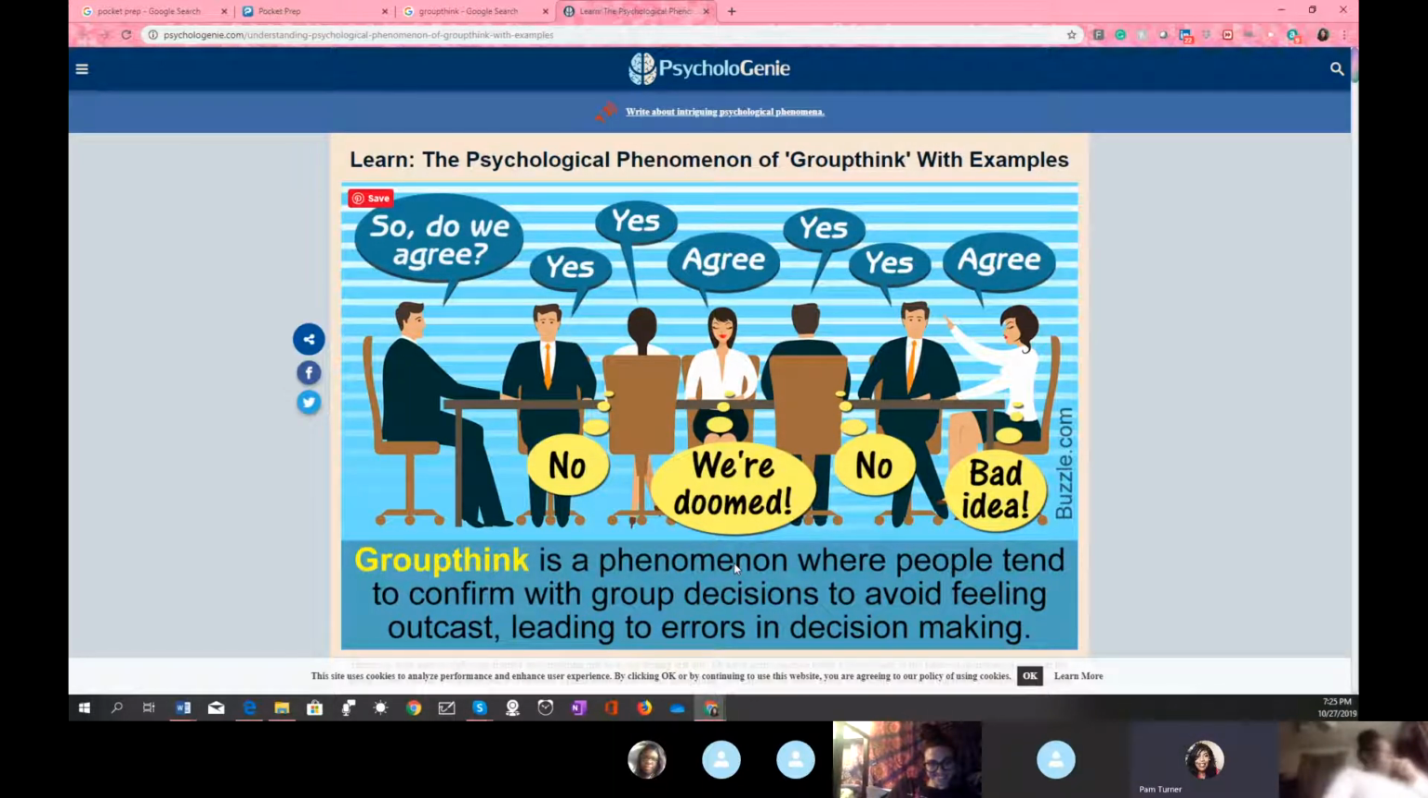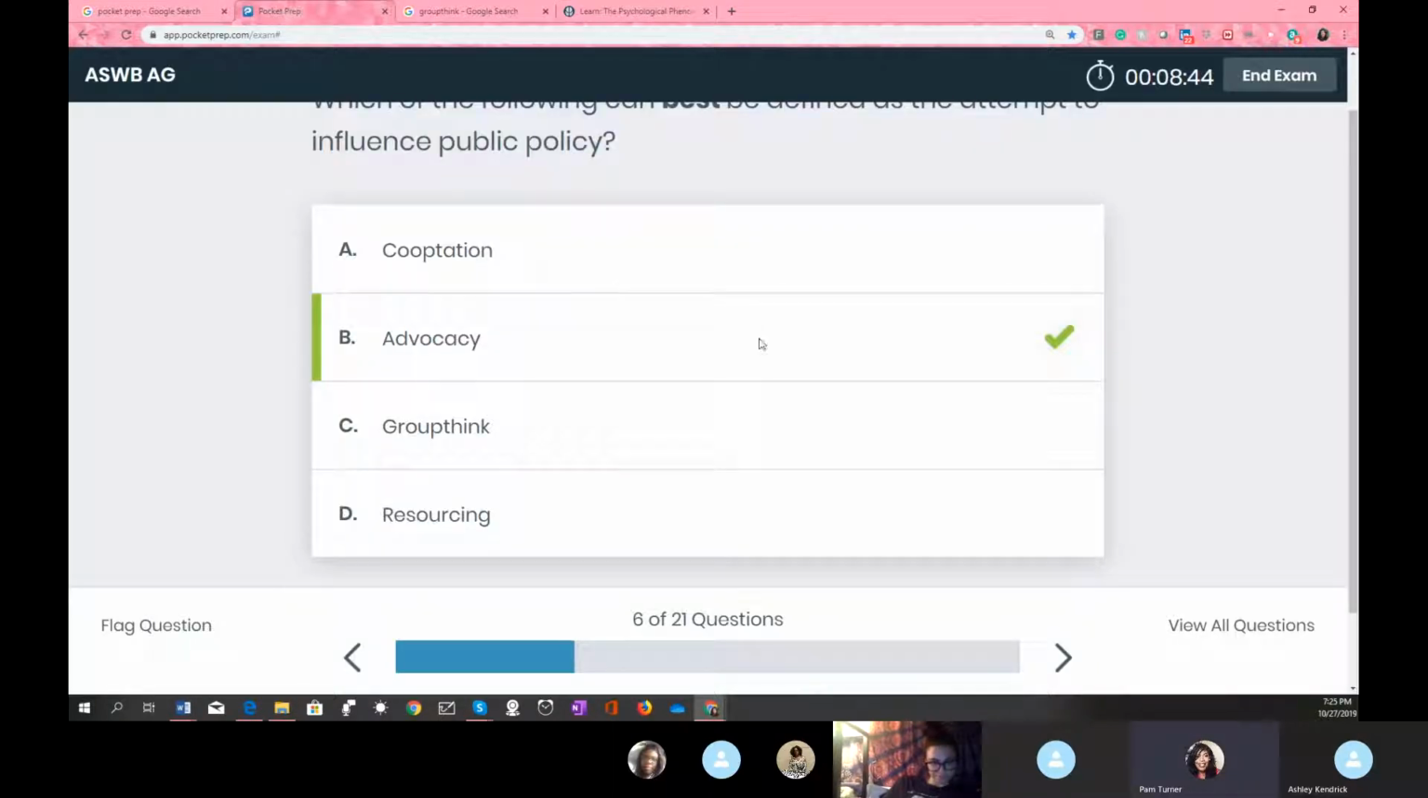According to groupthink, what will we do? We would go along with it. Go along with it. Okay, because we don't want to cause dissent. We just want to not rock the boat. So that is groupthink. Does that clear that up? Okay. So that was advocacy on that one.